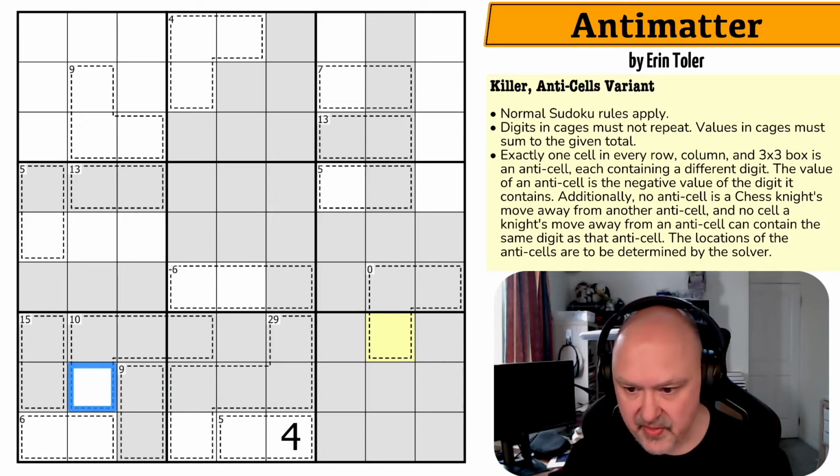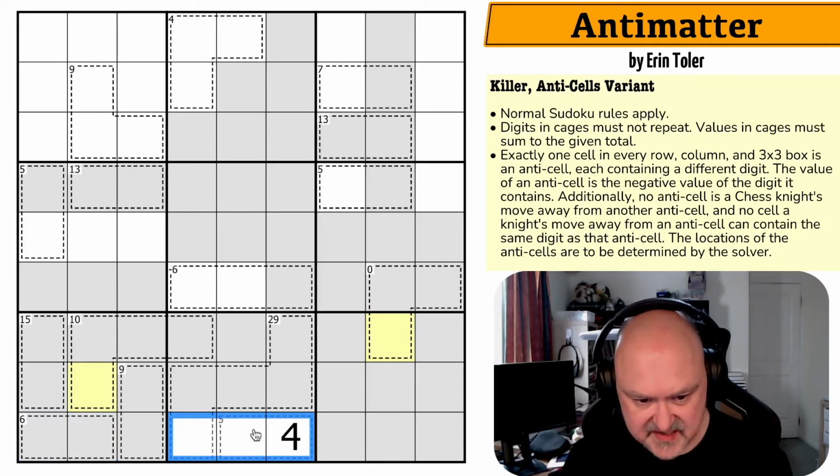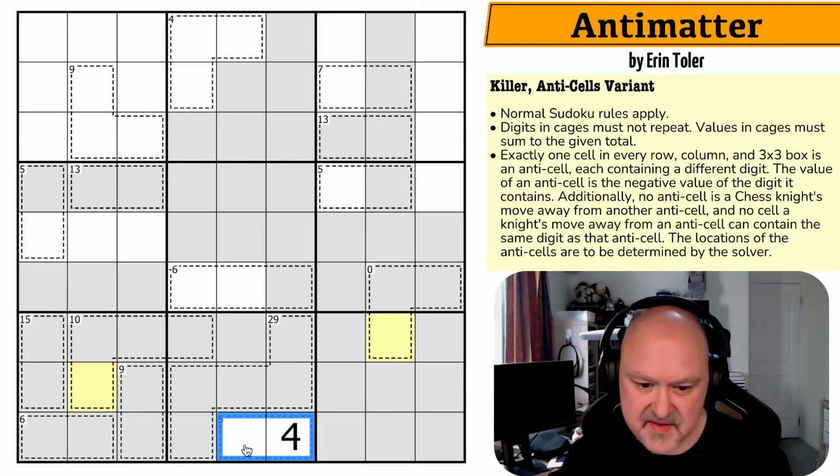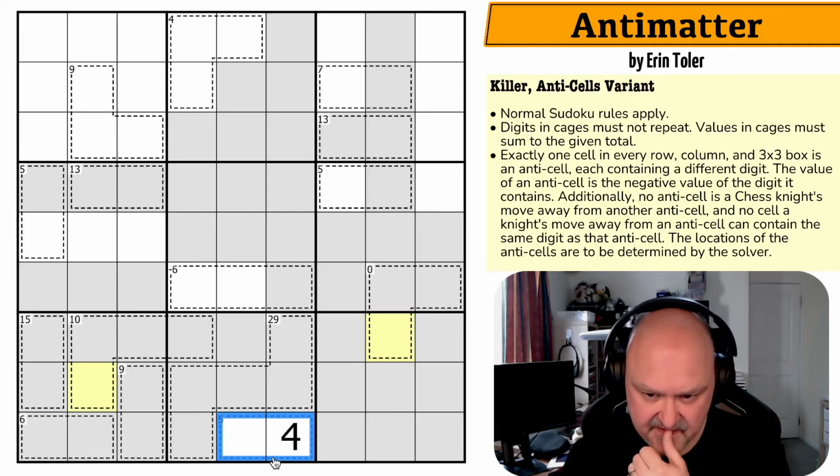In this row, that is the anti-cell. There's no anti-cells here. There is an anti-cell. This sees that by knight's move. There's an anti-cell in this 5 cage.